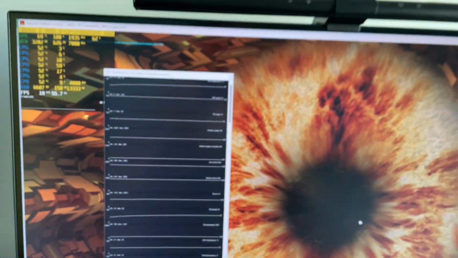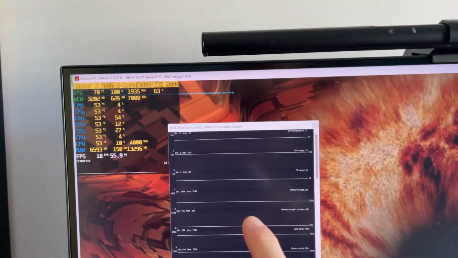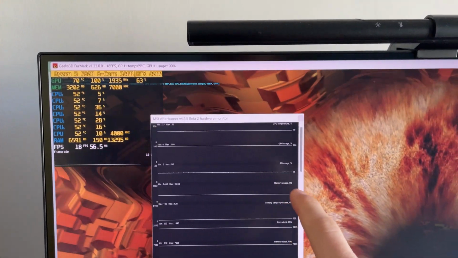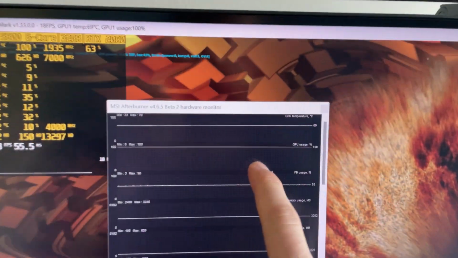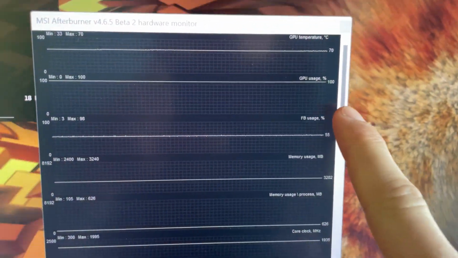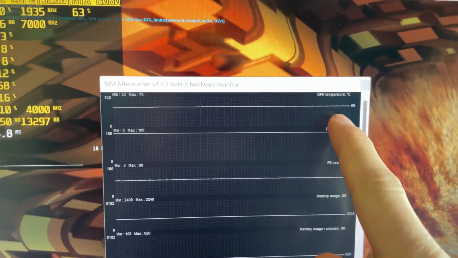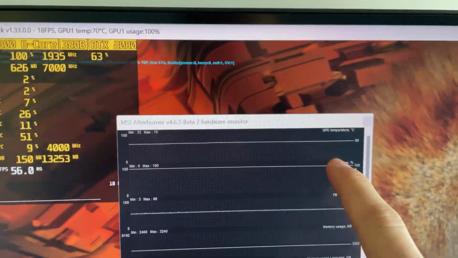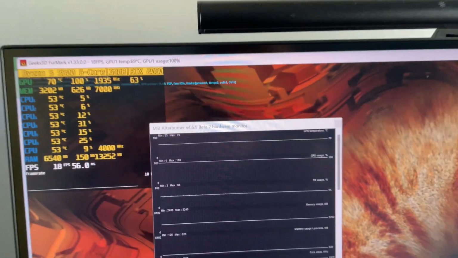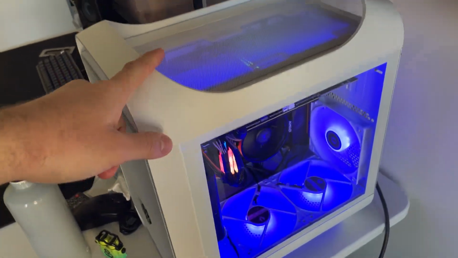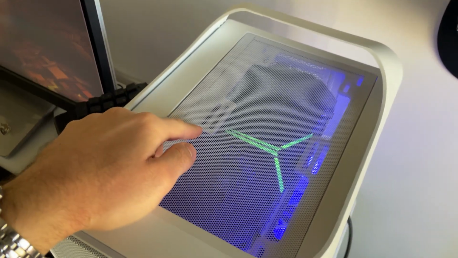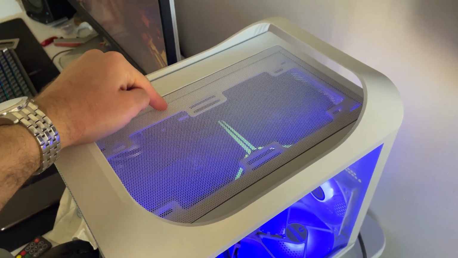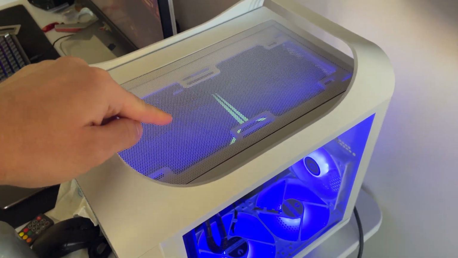Nice. But I think we can do better. After 15 minutes of stress testing the GPU, as you can see, the usage is at 100%. It has peaked at 69, 70 degrees now. It's not bad at all, considering the small form factor of the case, but I think we can get a couple of degrees by changing the thermal paste. So, let's do just that.